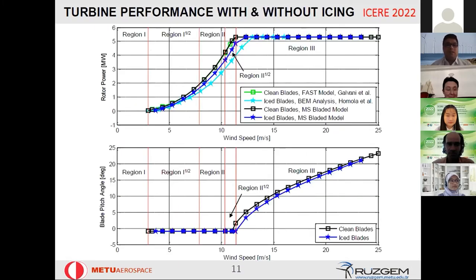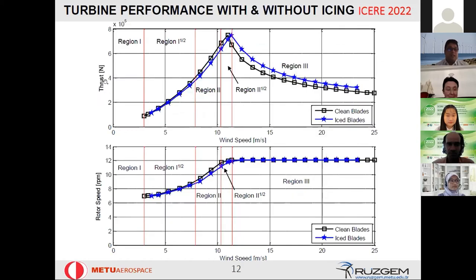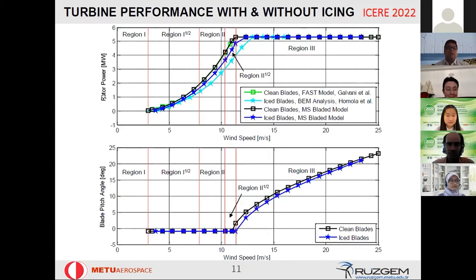Now let's look at the full performance of the controlled wind turbine from cut-in to cut-out wind speed. Here we will give the simulation results in terms of power, blade pitch angle, thrust, and rotor speed. The vertical axis is the power and the horizontal axis is the wind speed. We have the black and green colored control power curves. These are obtained respectively using the MS Bladed model and the NREL FAST simulation model.